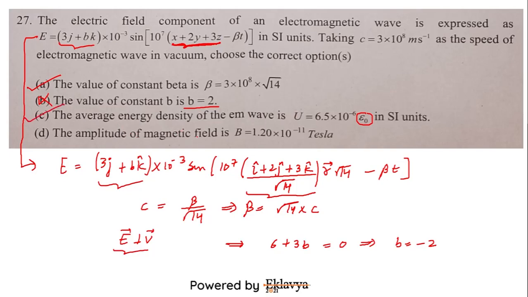And the magnitude of the amplitude of the magnetic field. So the amplitude of the magnetic field can be obtained as the amplitude of the electric field divided by c.